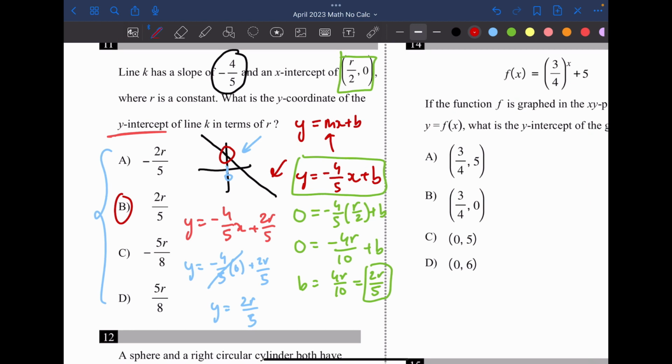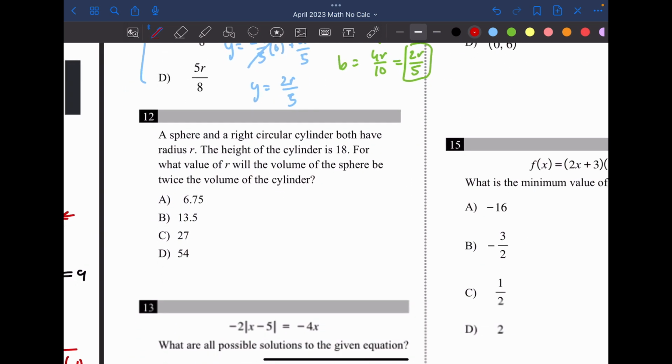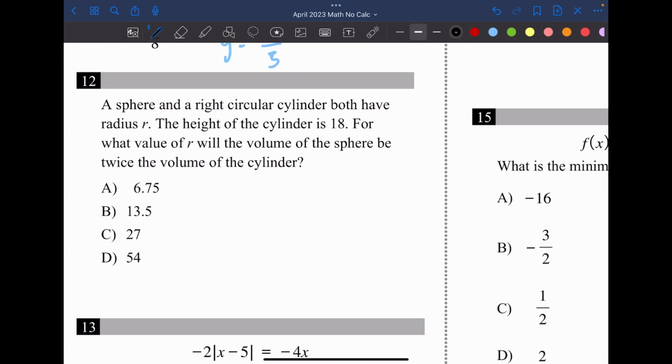Small recap, we found the equation of the line by plugging in a point, which gave us this. And then after that, you just plug in x is equal to 0, because that's where the y-intercept is, and you find out what the y value is. Pretty simple. Question number 12, a sphere and a right circular cylinder both have radius r.